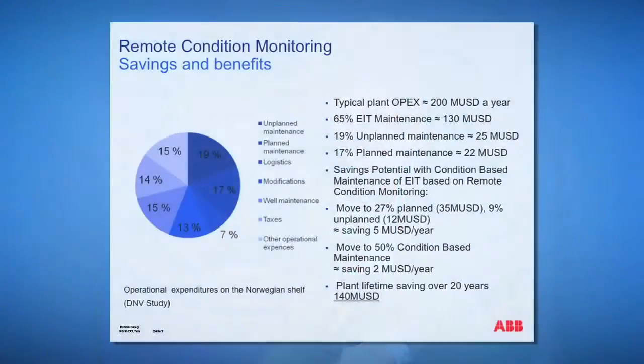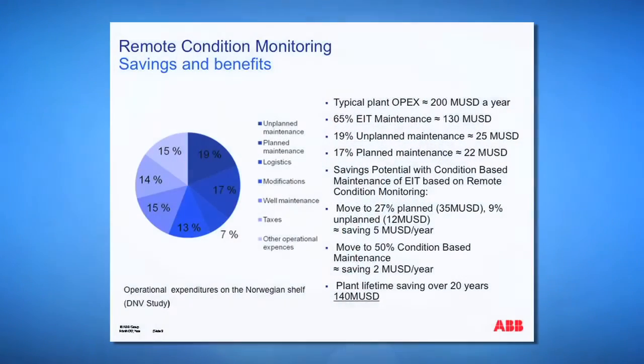So if I take an example, and this is a study from DNV in the North Sea, you see that unplanned maintenance, which is the 19% that you see here, is the actual figure today. So in the North Sea, they have 19% unplanned maintenance and they have 17% planned. So a bit more than 50% unplanned, actually, these days.